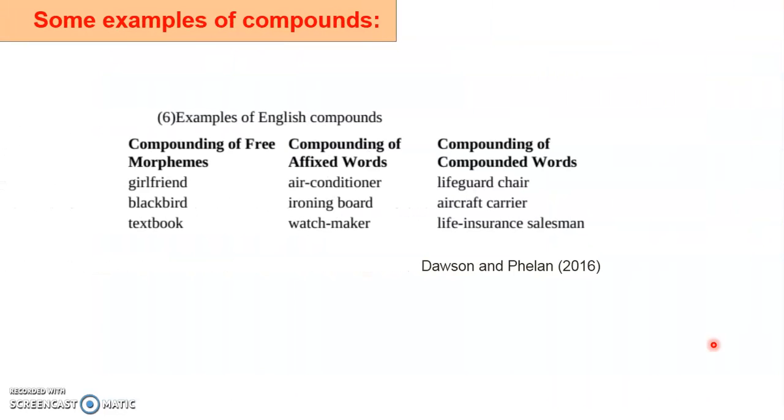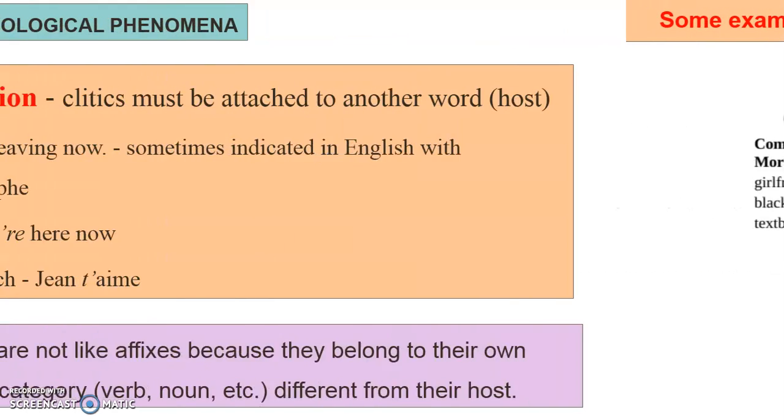And here you have some other examples, like for example compounding of free morphemes, girlfriend, blackbird, textbook. Compounding of affixed words like air conditioner, ironing board, watchmaker. Compounding of compounded words like lifeguard chair, aircraft carrier, life insurance salesman. Okay, it's unlimited, yes, the way in which you can combine.